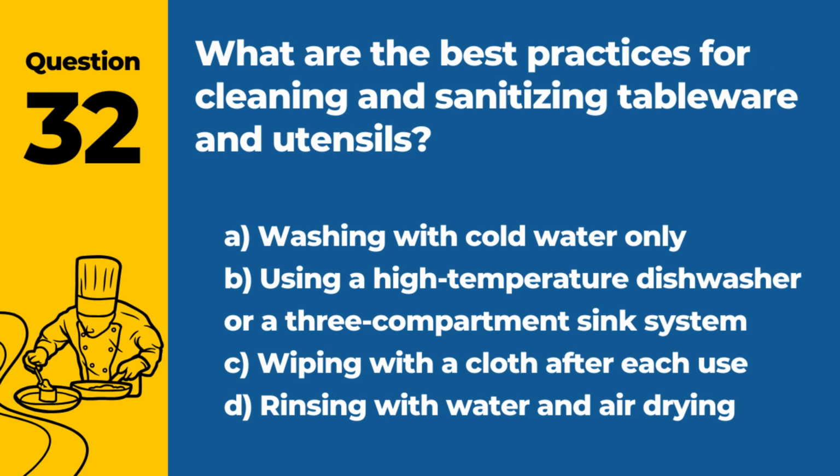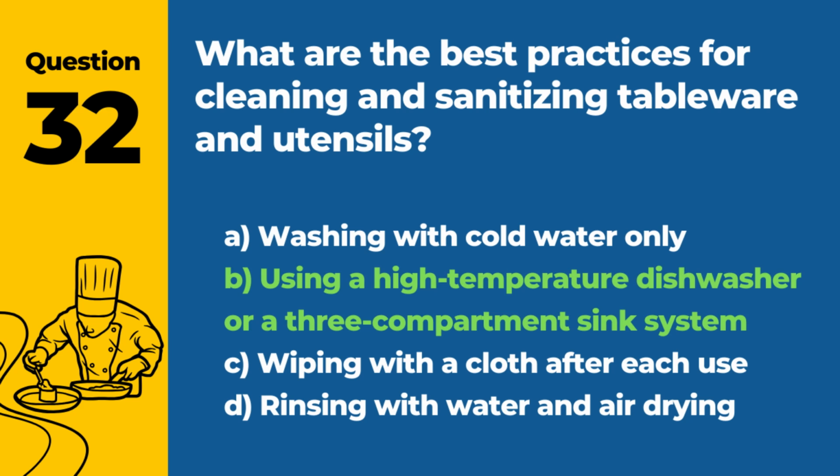Question 32. What are the best practices for cleaning and sanitizing tableware and utensils? A. Washing with cold water only. B. Using a high-temperature dishwasher or a 3-compartment sink system. C. Wiping with a cloth after each use. D. Rinsing with water and air drying.